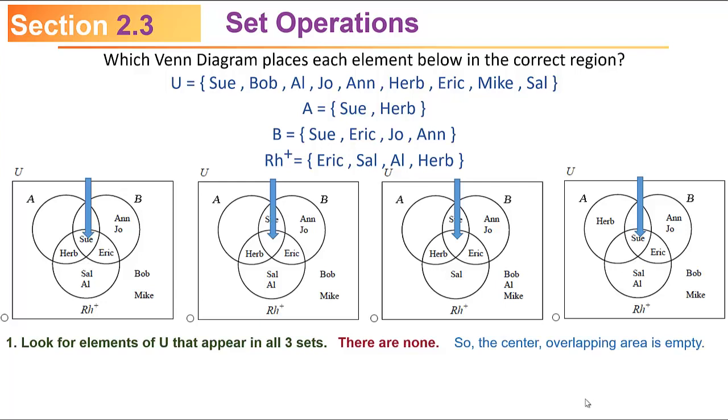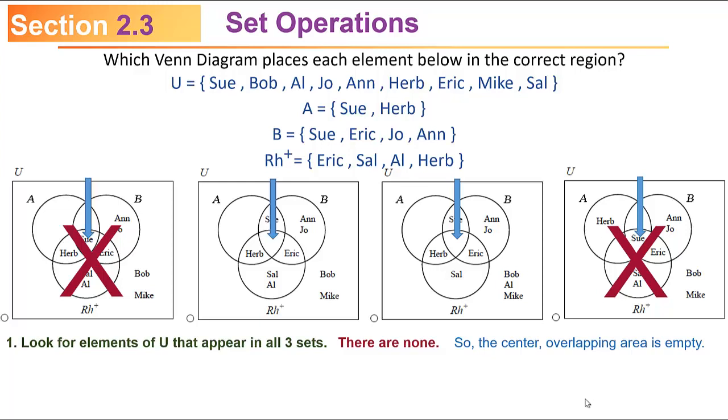So if you look at the intersection of all three circles in all four possibilities, you'll see that Sue is in the intersection of all three circles for the first Venn diagram, and Sue is also in the intersection for all three in the last Venn diagram. Well, that can't be right. We've just said that there's nothing in that intersection. So we've already eliminated two of the four choices. That's why I said this is sort of a fun problem. You can play around with this and figure it out logically.